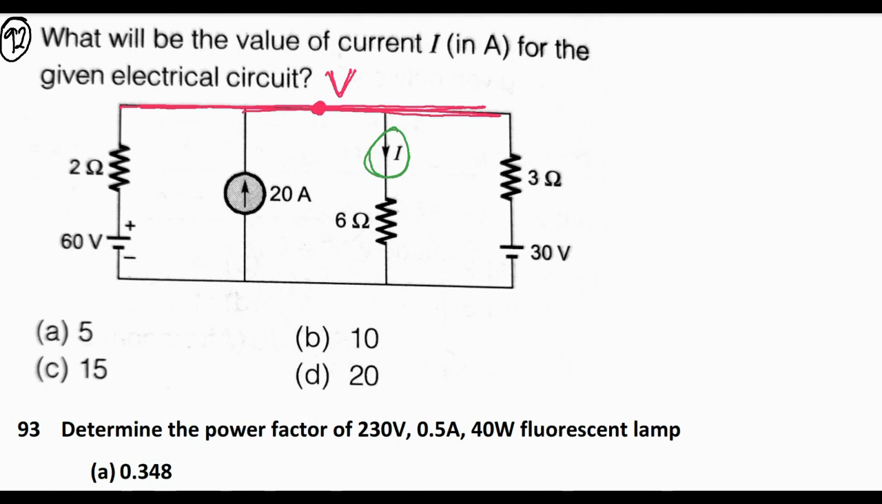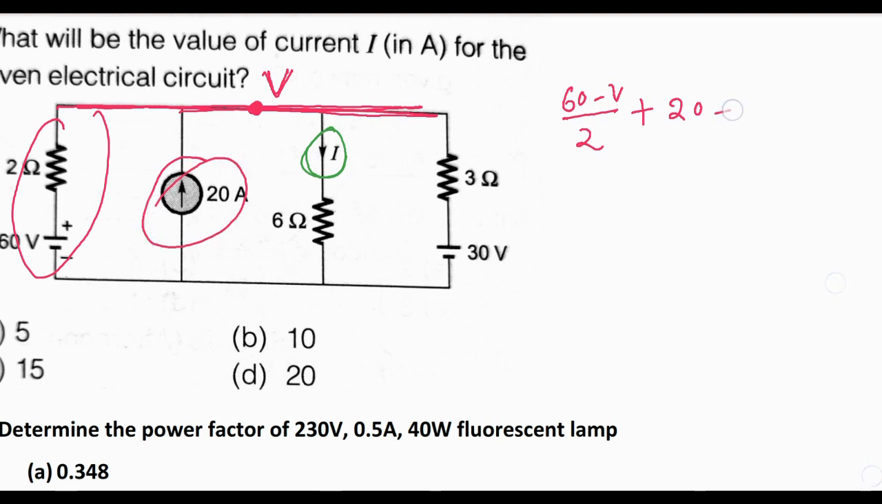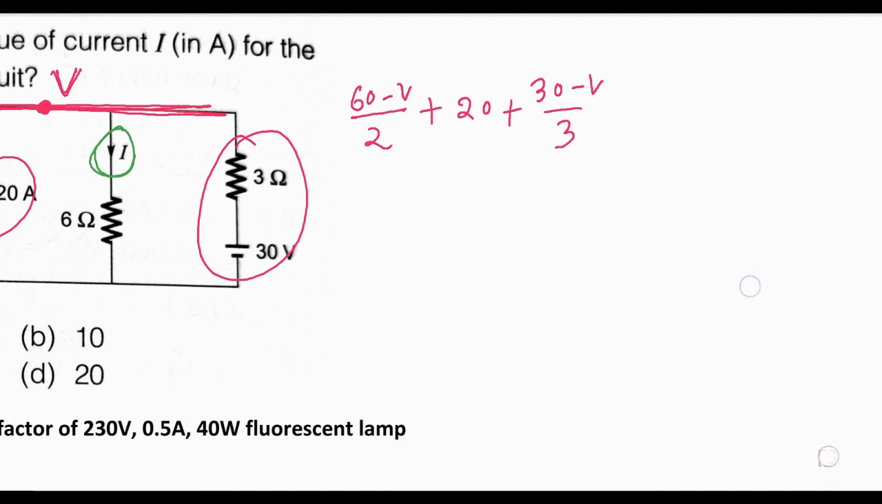So what will happen if we apply KCL at node V? (60 minus V) by 2 plus 20 ampere, this one 20 plus (30 minus V) by 3, this one plus (0 minus V), the rest one, (0 minus V) by 6 is equal to 0.